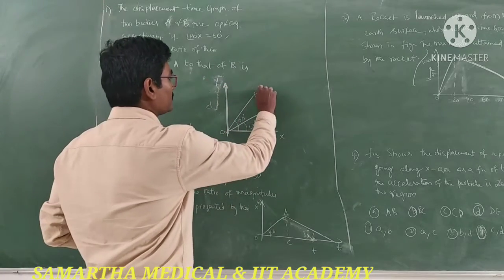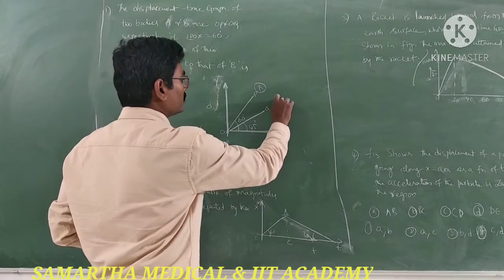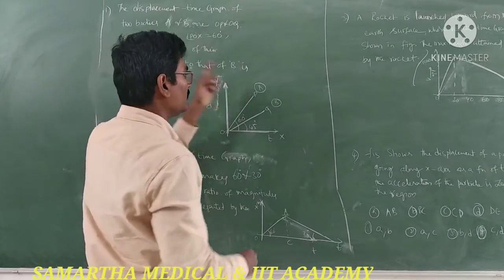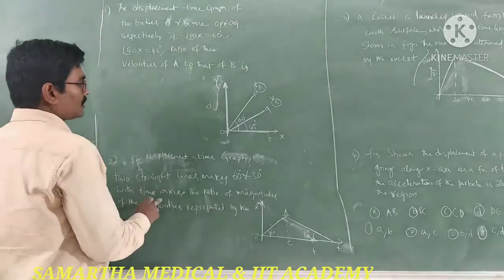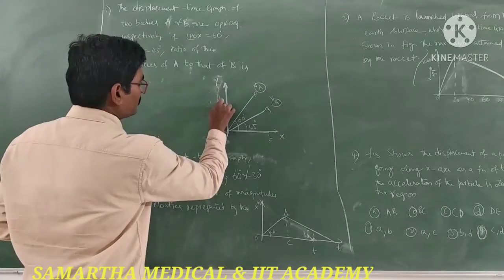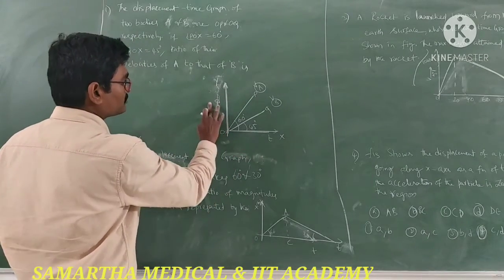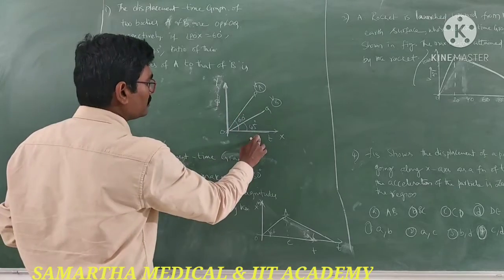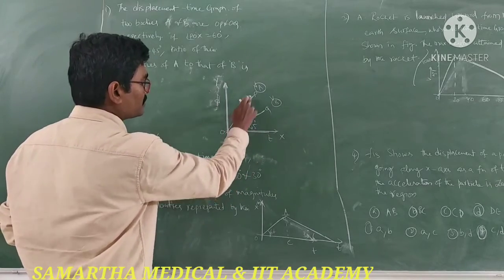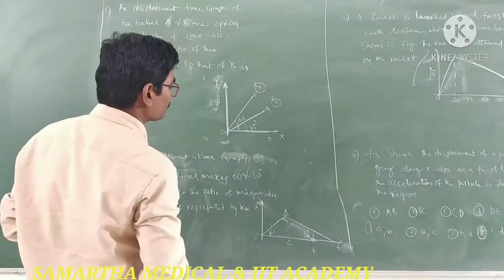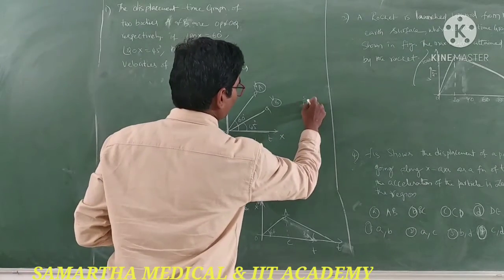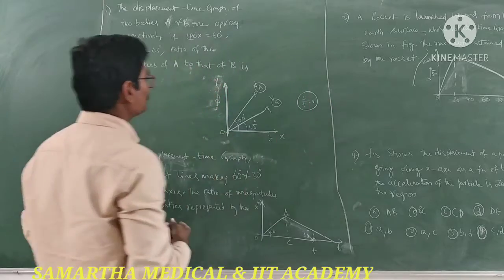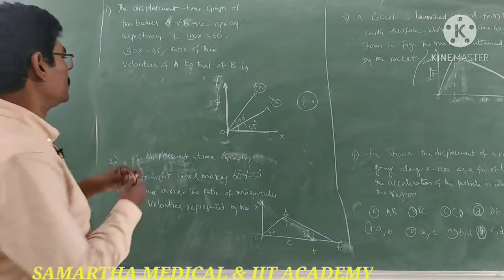So this OP represents body A and OQ represents body B. They are asking the velocity of A to the velocity of B. So how to calculate? See, which graph is this? Displacement time graph. So the slope of this displacement time graph gives you what? Velocity. Displacement by time is what? Velocity only. So based on that velocity, we will do the problem.